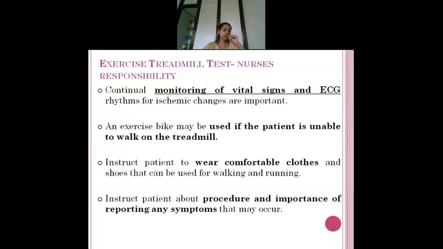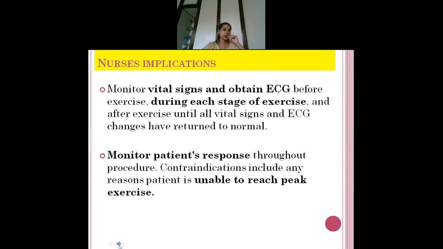You have to tell them to inform immediately. They should not wait. Okay, next is another nurse's responsibility. That is always the nurse has to monitor the person. Okay, like if excess sweating is there or they are telling that they are not able to walk or run on the treadmill, immediately you have to make sure that person is not having any complications.